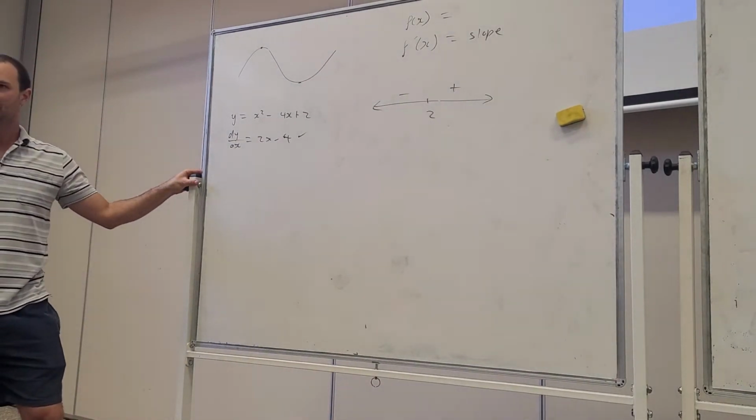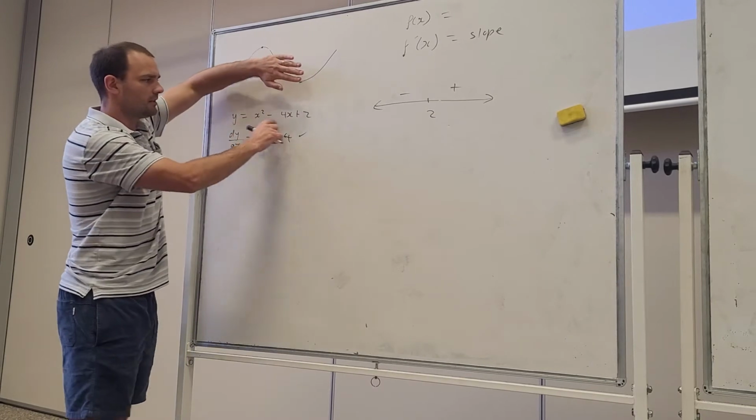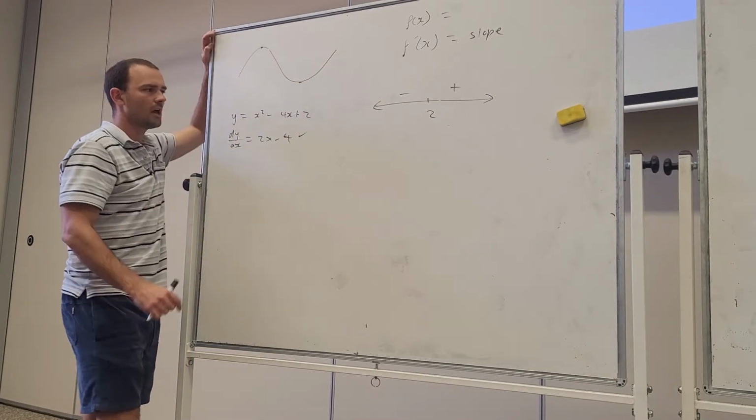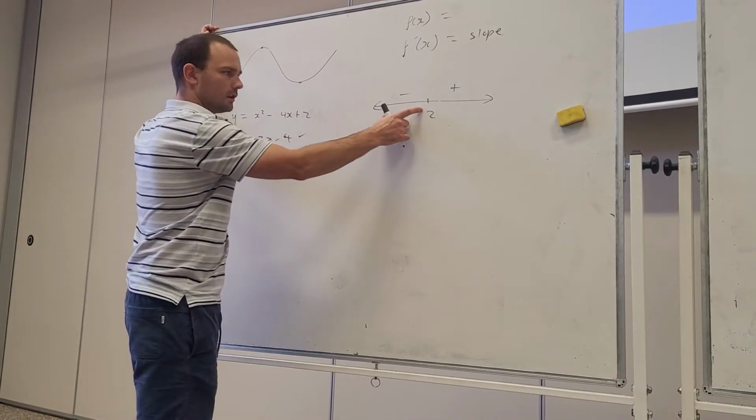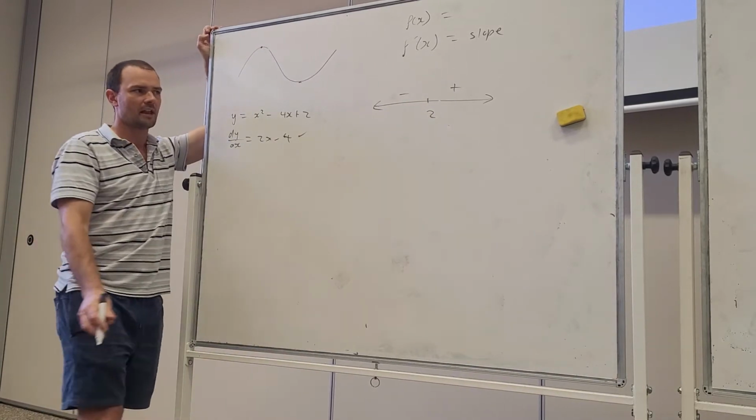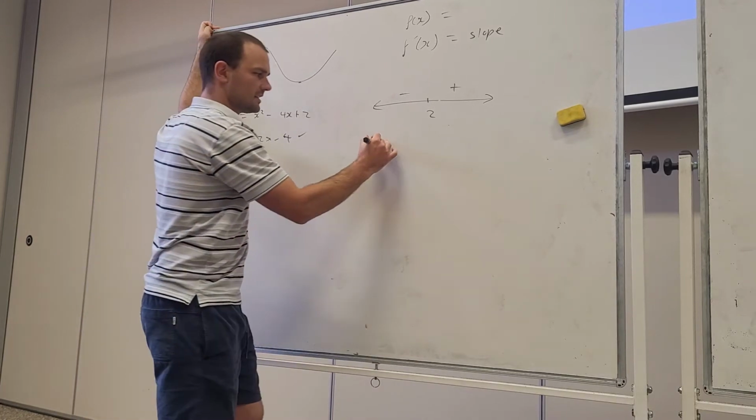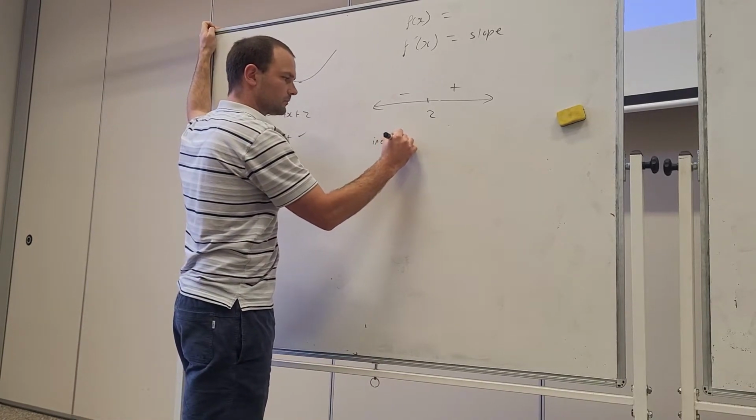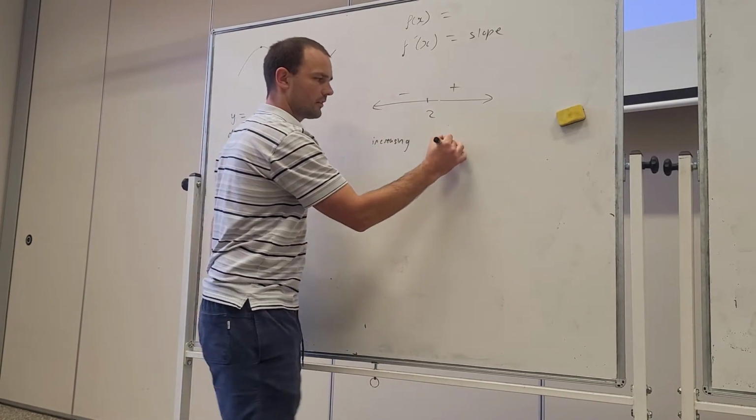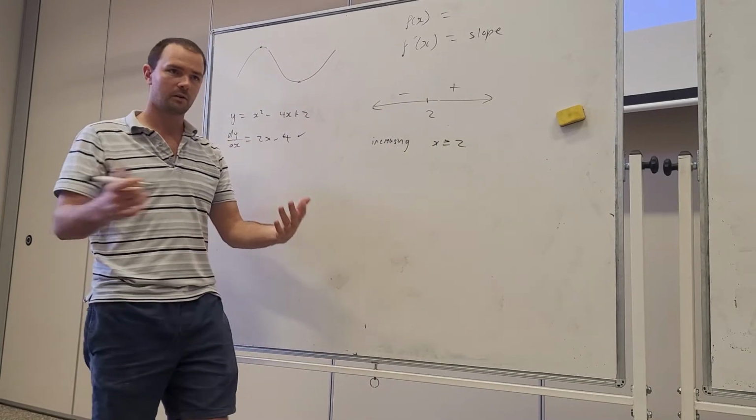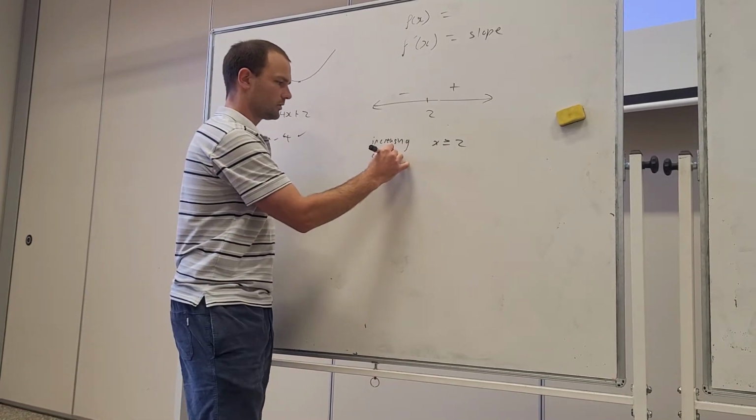Excellent. And so then, this function here, this quadratic x squared take 4x plus 2, has negative slope when x is less than 2, and it has positive slope when x is greater than 2. So what that means is it's increasing when x is greater than or equal to 2, and decreasing when x is less than or equal to 2.